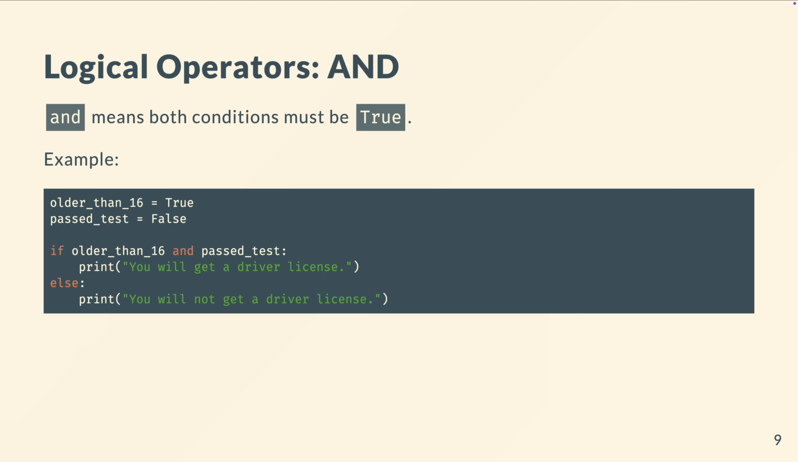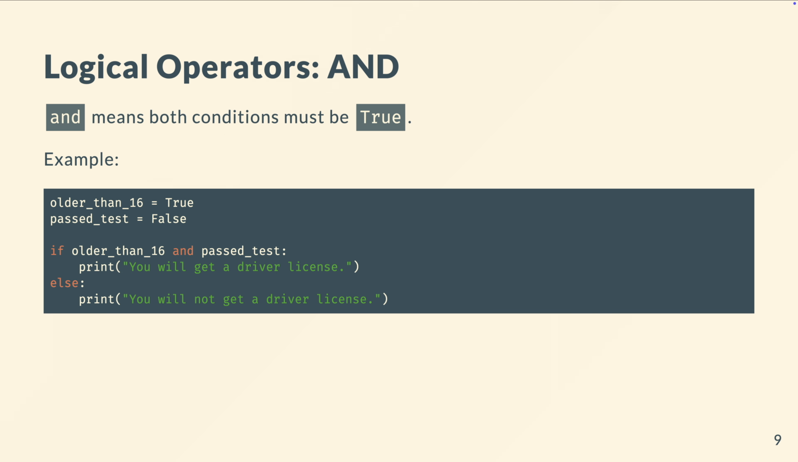Now let's learn logical operators. First is and. And means both conditions must be true. Look at the example. Older than 16 is True. Past test is False. Then we check an if statement with older than 16 and past test. This means, are both conditions true?